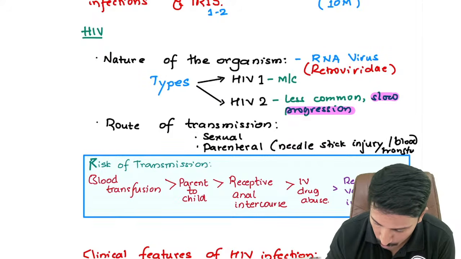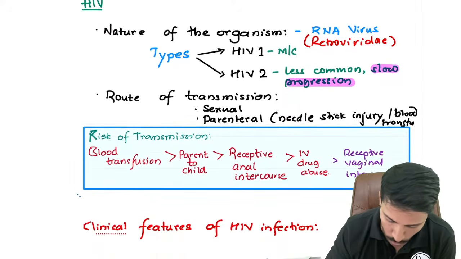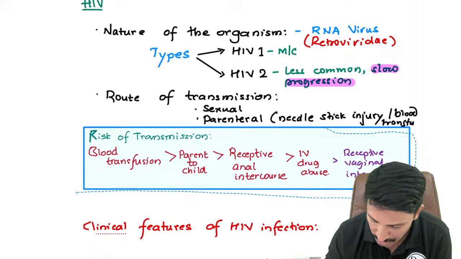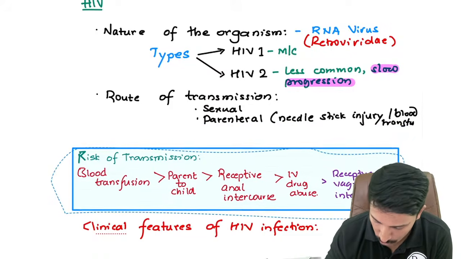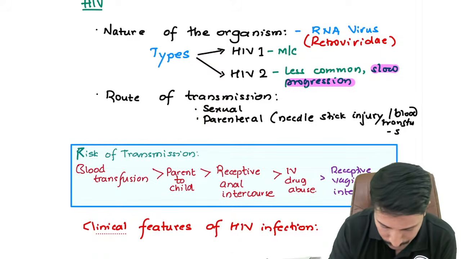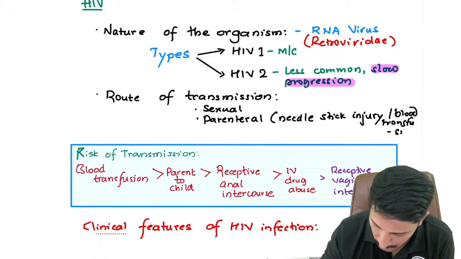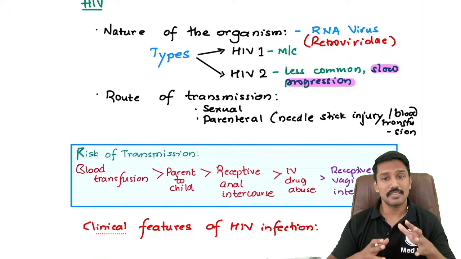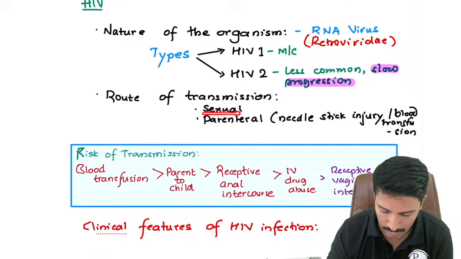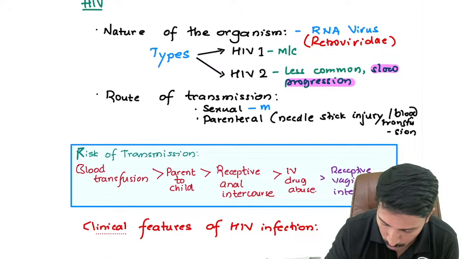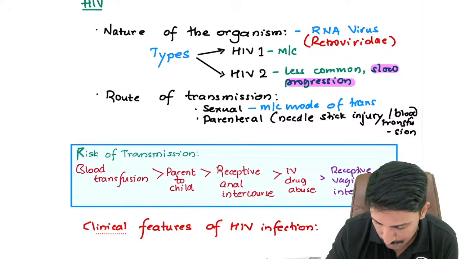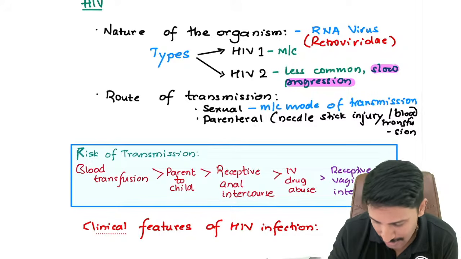But what is the most common mode of transmission? The most common mode of transmission is sexual, but that doesn't mean the sexual mode of transmission carries the highest risk. The most common mode of transmission is sexual, but the highest risk of acquiring HIV infection comes from blood transfusion, right? Sexual is the most common mode of HIV transmission.